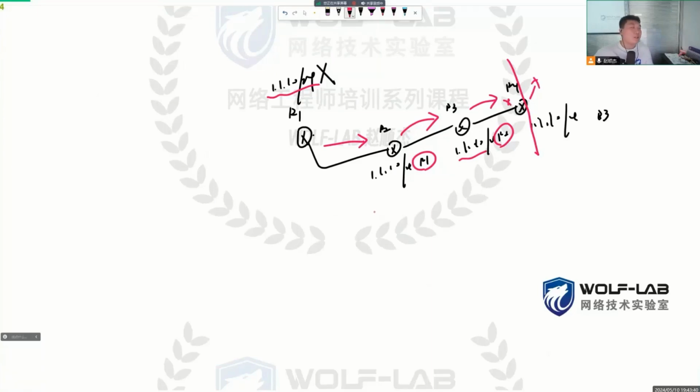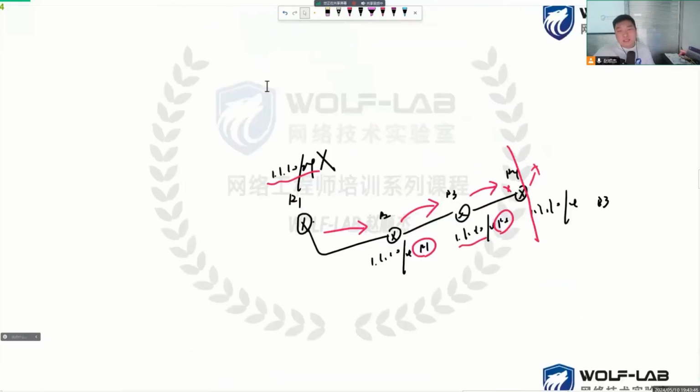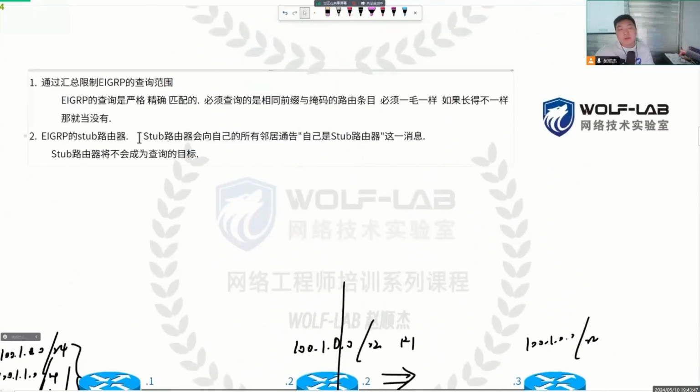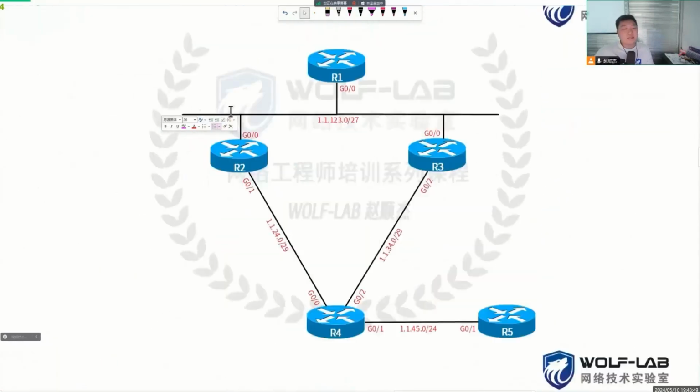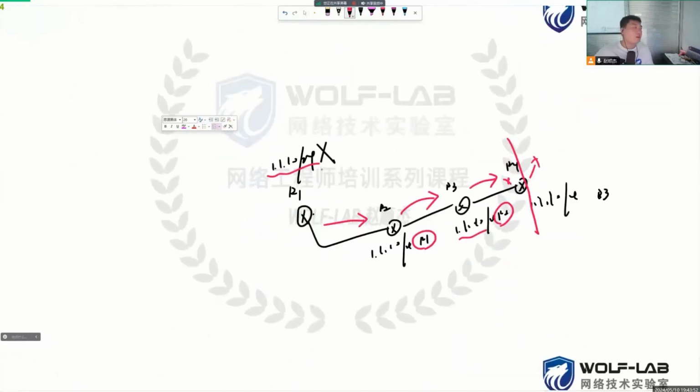So what does a stub router mean? It just means I directly make myself obvious. I just tell you, I am a stub, I am a boundary router. I definitely have no other paths. It's a waste of effort to look for me. I can't possibly have any other neighbor relations that let me access this network segment. It's a waste of effort to look for me, students.